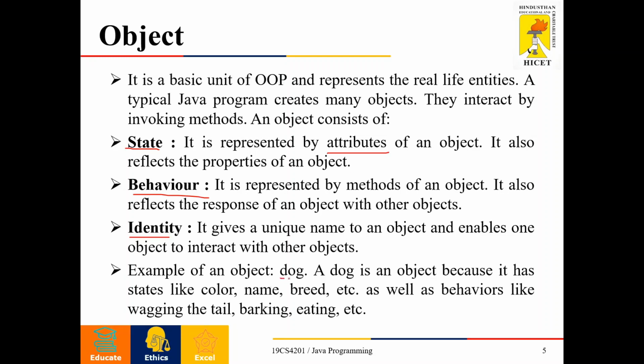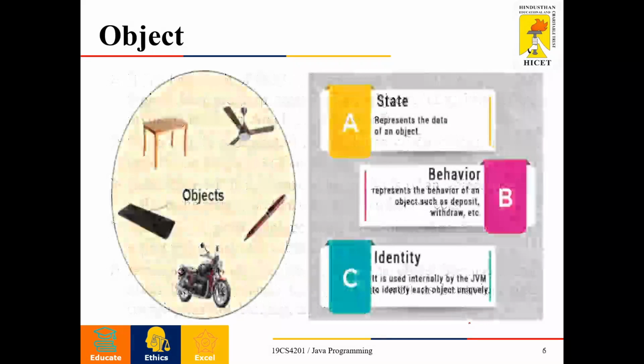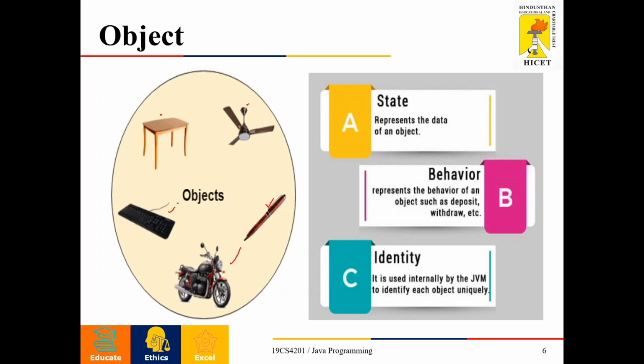Example of an object is a dog. Why? Because a dog has properties like color, name, breed, and behaviors like barking, eating, etc. All the real-world entities can be represented as objects. Example: bench, fan, pen, bike, even a keyboard. Why? Because a keyboard contains properties like number of keys, color, and behaviors like typing. So even a keyboard can be represented as an object in Java.